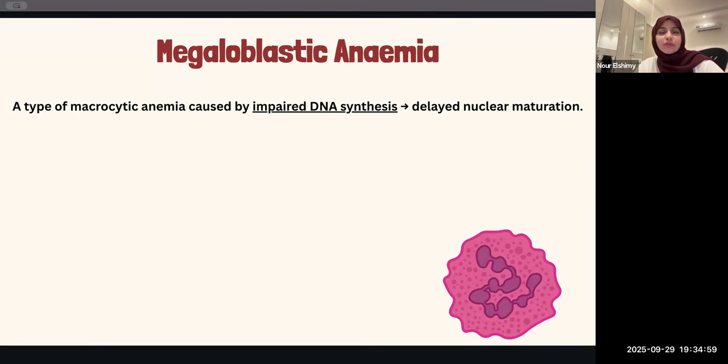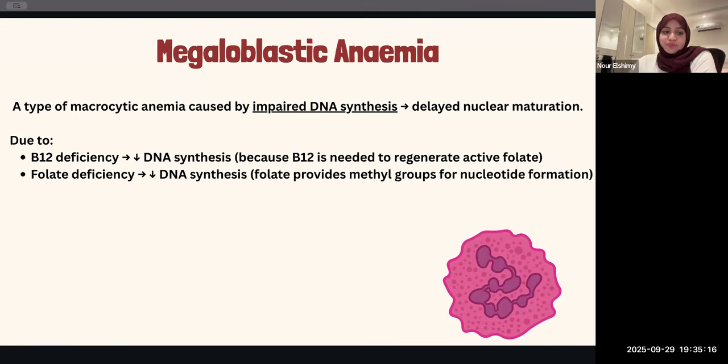Now, how is this relevant? Let me explain. As we said, megaloblastic anemia is a result of B12 and folate deficiency, right? Those two things are very, very important when it comes to DNA synthesis. How? B12 is needed to regenerate active folate. Now, why do we need folate? Folate basically provides methyl groups to nucleotides for nucleotide formation. What are nucleotides? If you remember, nucleotides are the building blocks of DNA.